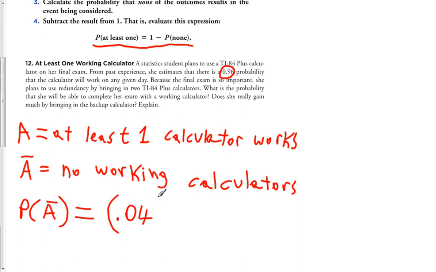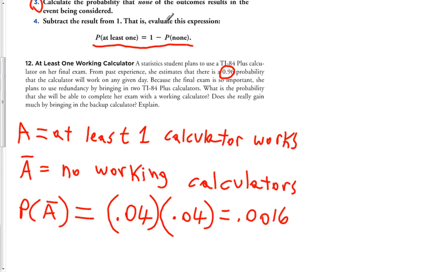Now we're going to multiply that, because we're using the AND rule, the multiplication rule, by the probability that the second calculator doesn't work. These two events are independent because the first calculator working has no bearing on the second calculator working. So the probability of the second calculator not working is also 0.04. The probability of neither calculator working is the product, 0.04 times 0.04, which yields 0.0016. So we have 0.0016 as the probability that none of the calculators work.